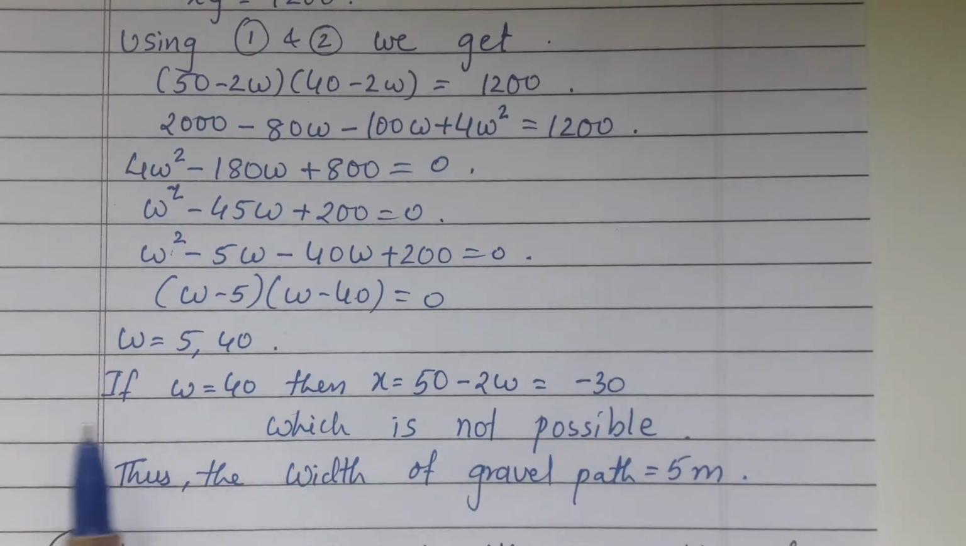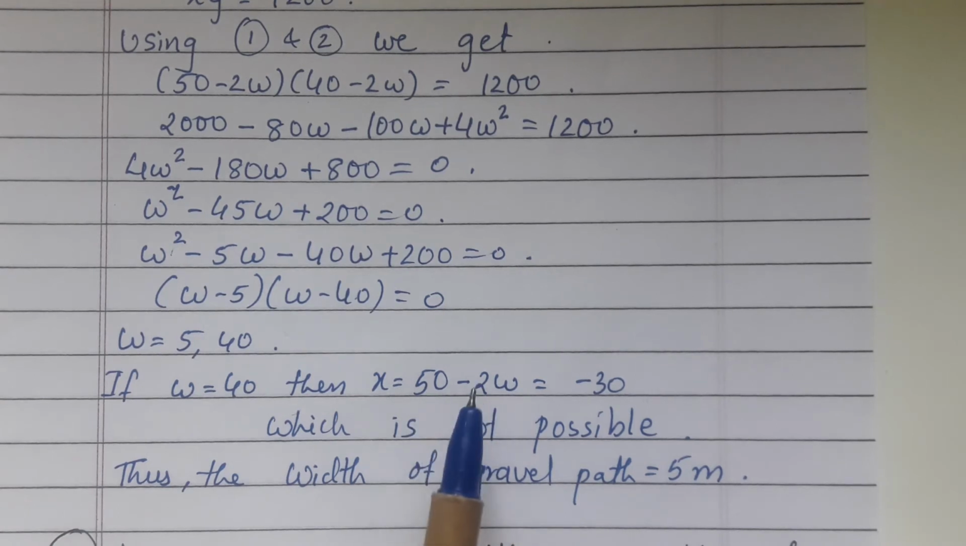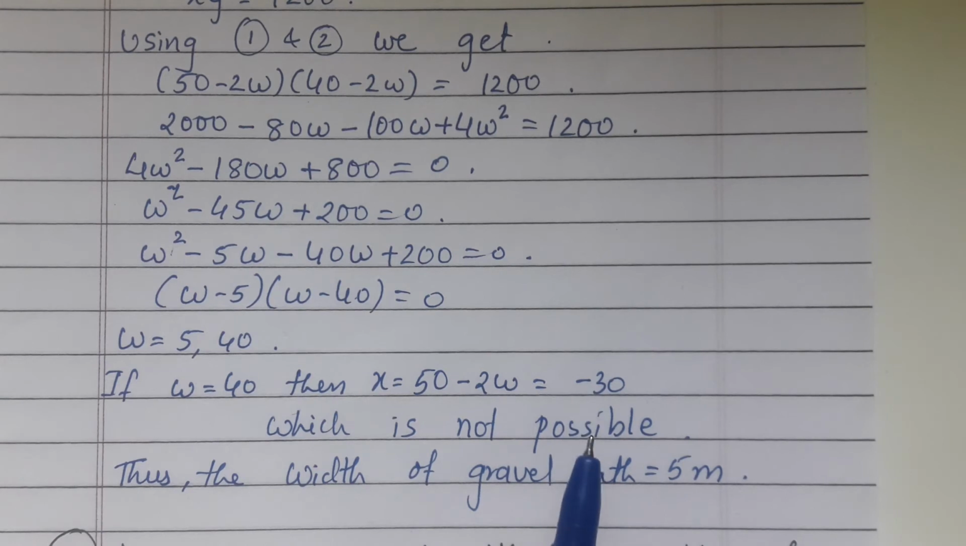If w equals 40, then x will be 50 minus 2w, which is 50 minus 80, minus 30. A negative length is not possible. Thus, the width of the gravel path is 5 meters.